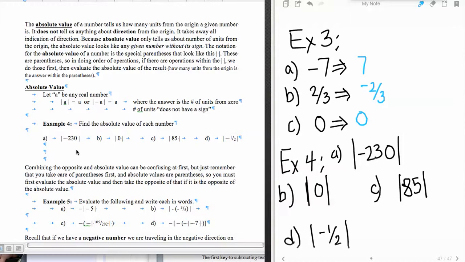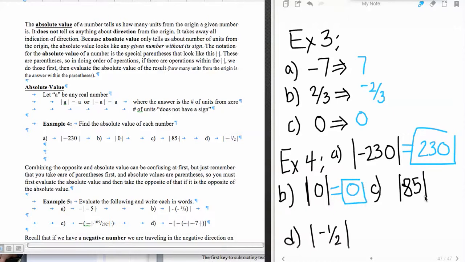Here we'll look at our first example, the absolute value of negative 230. This is asking how far away from 0 is it? Well, it's 230 units away from 0. I don't care what side of 0 it is, I just want to know how many units away from 0, so 230. The absolute value of 0, well, 0 is 0 units away from 0, so it's still 0.